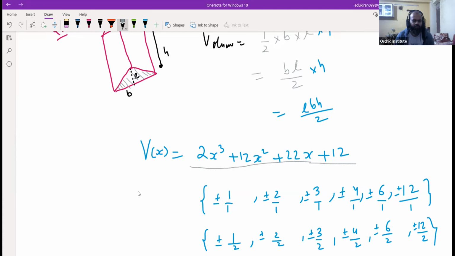Generally we don't have to go too far away; we get it initially. So -2 plus 12 minus 22 plus 12. 24 minus 24 will be 0. So V of -1 is equal to 0. So you can write this V(x) as (x plus 1) into a quadratic. Now you have to find that by polynomial division. Just try to find it out.